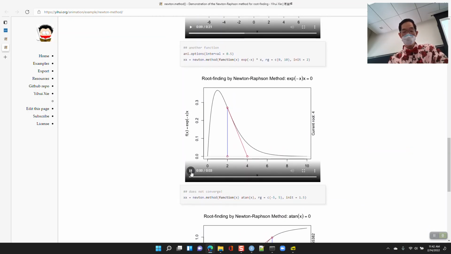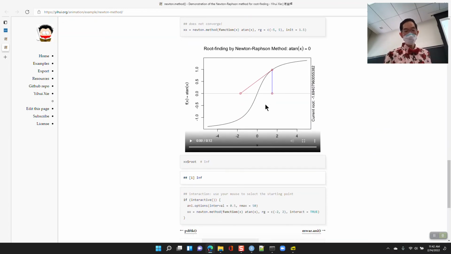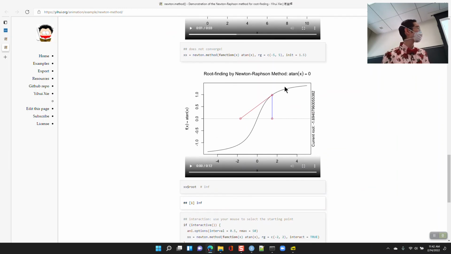This one works out. But here, this one doesn't converge. So notice just what happens here. Let's say we start here. It takes the tangent line and it ends up over here. And watch where this tangent line takes us.